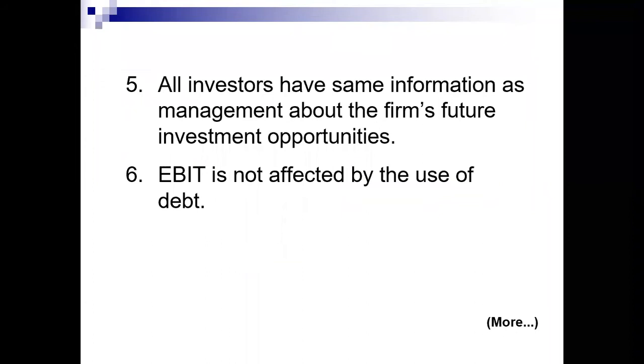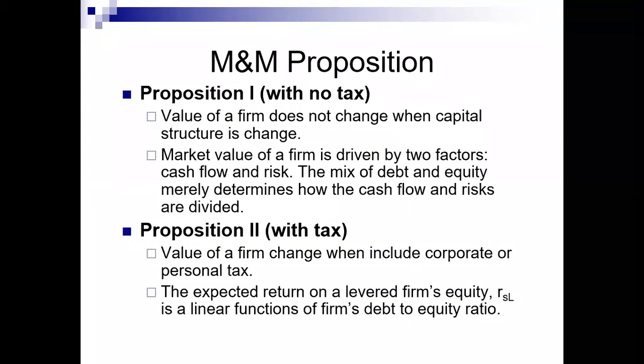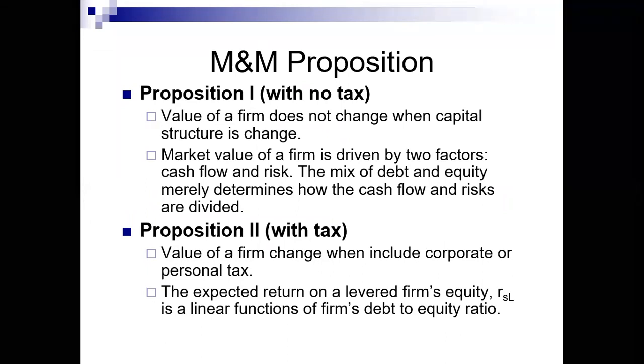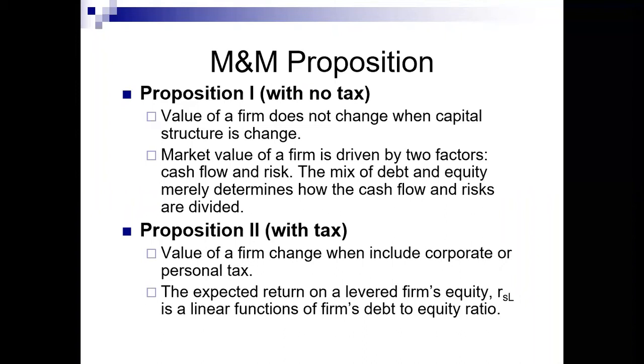This is also all investors have the same information, because all the information is available at the same time and for the same duration. Okay, so this is the MM proposition. MM proposition 1 tells you that there is no tax imposed. So the value of the firm does not change when the capital structure changes. The value of a firm is driven by two factors, which are the cash flow and risk. Only those factors. Okay, so the mix of debt and equity merely determines how the cash flow and risk are divided.